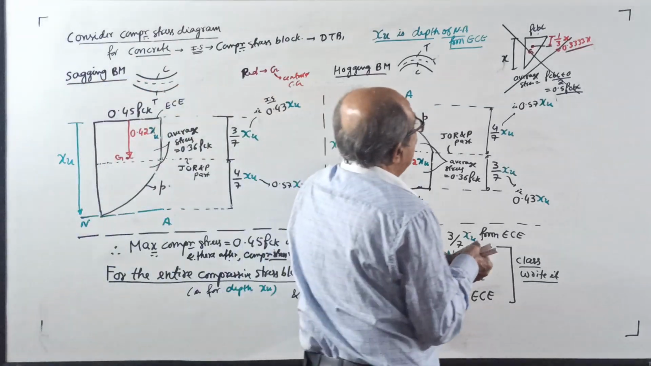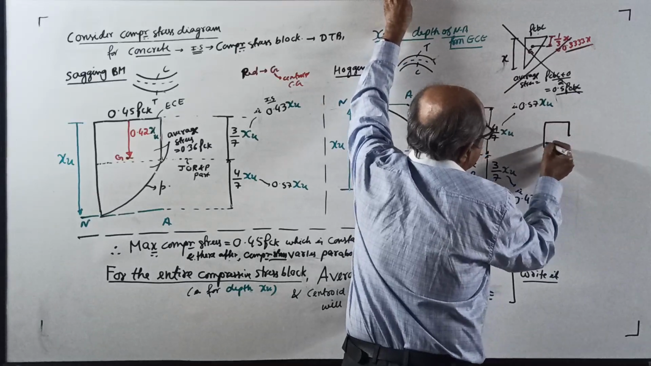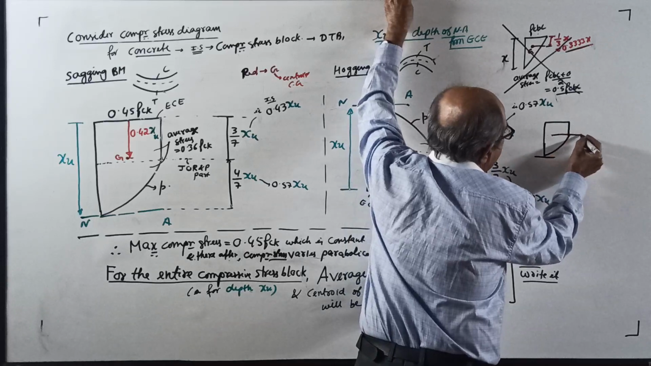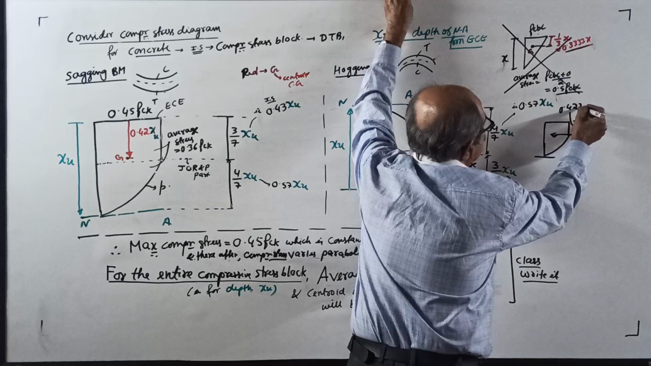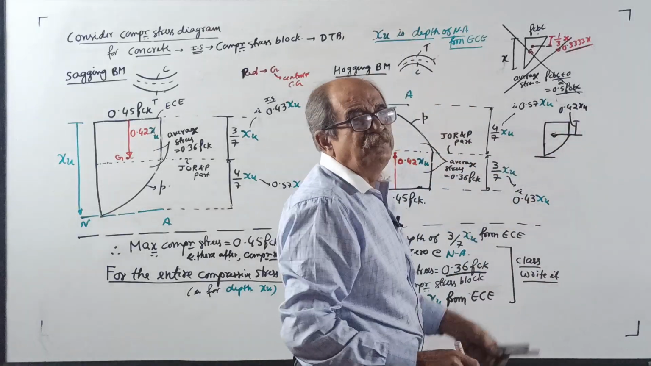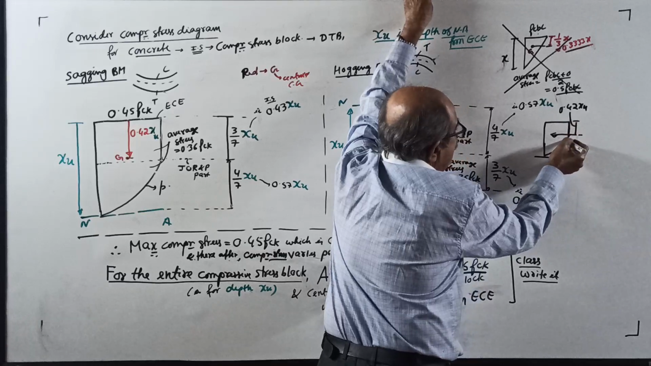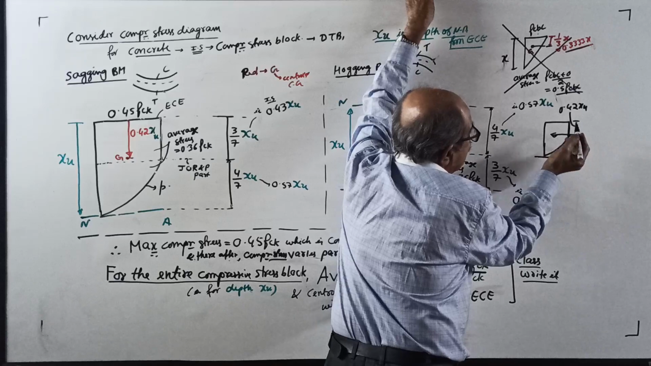I'll tell you here, see, how the IS code printed it. They printed it like this. Then they show an arrow mark here, this way, and they told, this is 0.42 xu. So many people, if you ask, will tell, oh, the rectangular portion is 0.42 and the remaining is parabola. No, the IS code is not bothered about the junction.